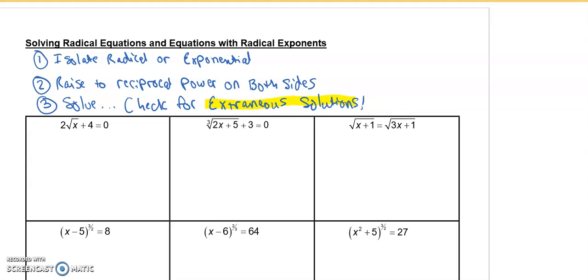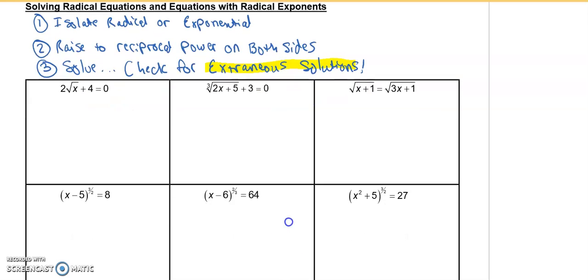The exciting conclusion to lesson 2 is solving radical equations, or equations with radical exponents. So there are 3 steps to this. These are kind of the same scenarios, whether you have a root or an exponent. They're just written in different forms. But either way, you're going to isolate the term with the radical or the radical exponent. Then we'll raise each side to the reciprocal power from what we're looking at. And then lastly, we'll solve and we'll check for extraneous solutions. So let us jump in.